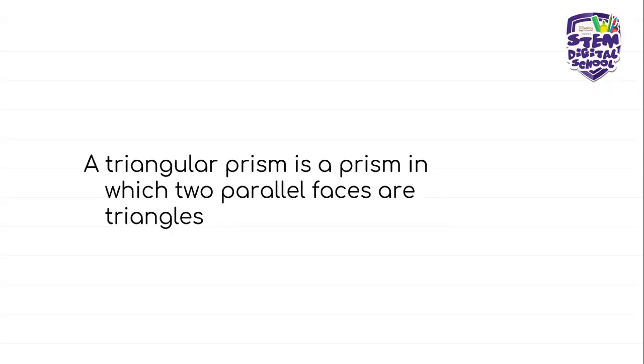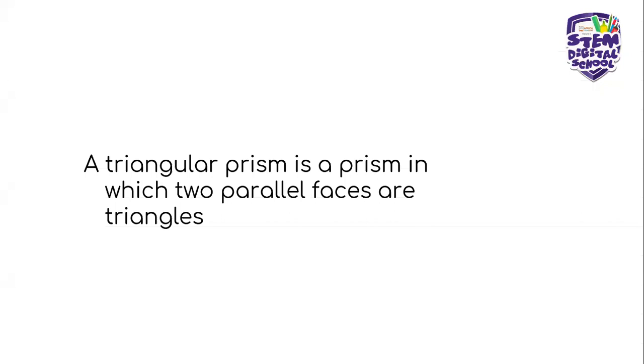But at the same time, I want to also bring to your attention the triangular prism. This is a prism in which two parallel faces are triangles. So if you take two triangles, which are joined together by some rectangles, these triangles form the faces of a prism, which is known as a triangular prism. A triangular prism consists of two parallel faces, and those faces must be triangles.